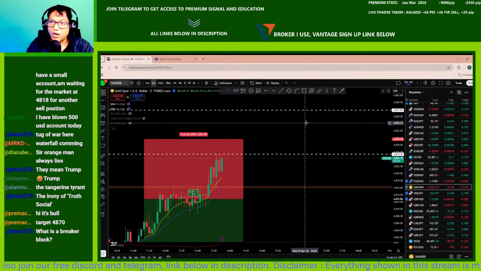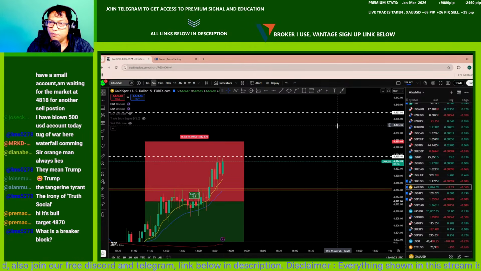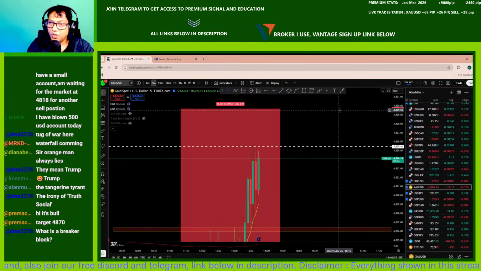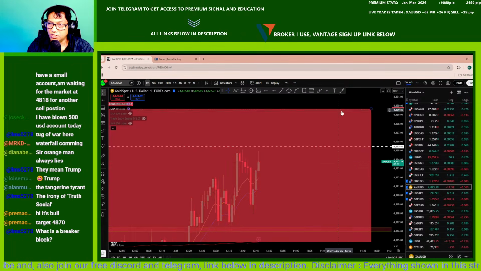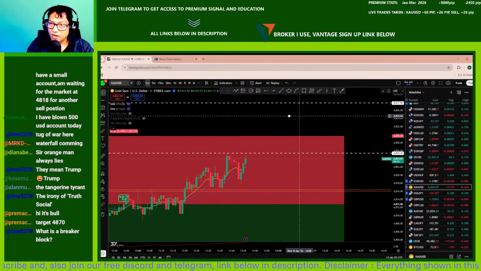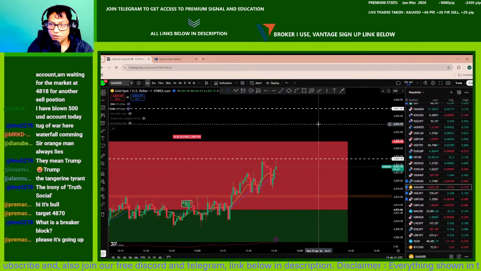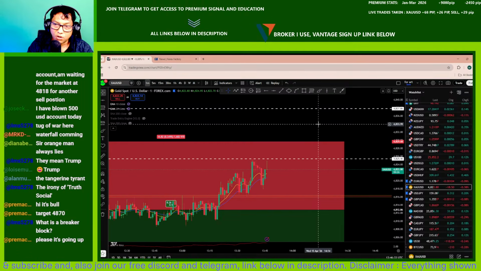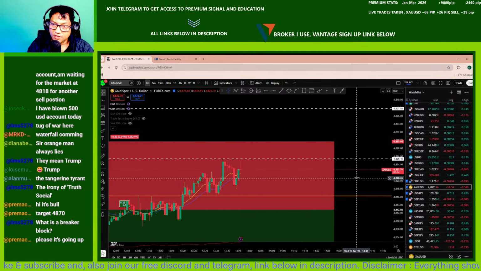So it all comes down to basically one simple concept, the false breakout, right? So when you see that smart money order block, but the market failed that order block and then started to reverse.